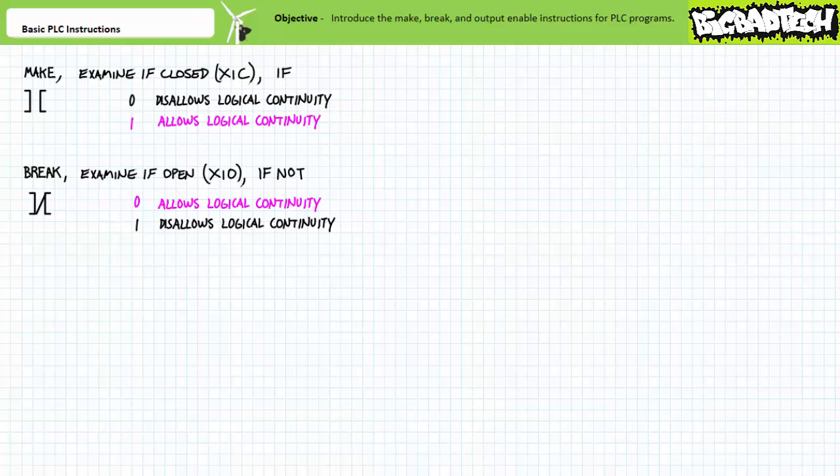I must reiterate, the terms normally open and normally closed are used only for the electromechanical nature of real-world field input devices like switches and contacts, and should never, ever be used to describe instructions in a PLC. This symbol is a make, examine if closed, XIC, or if instruction. This symbol is a break, examine if open, XIO, or if not instruction.